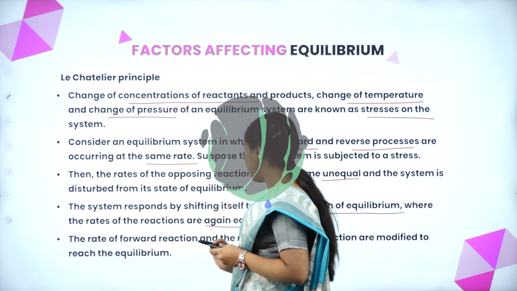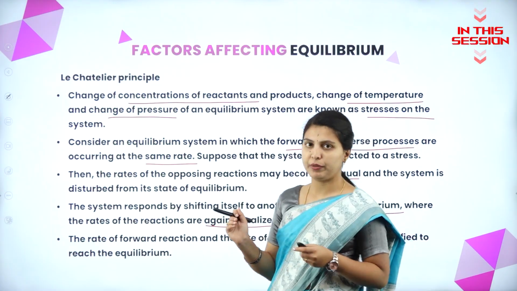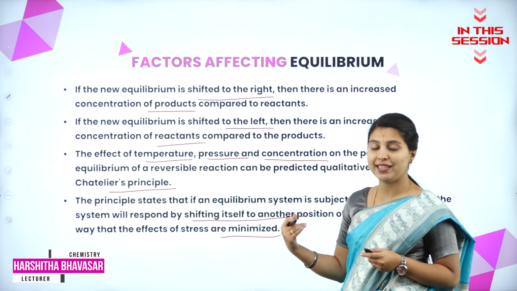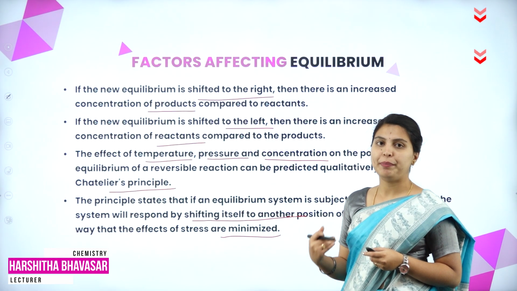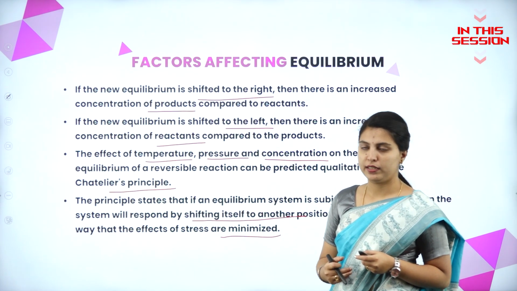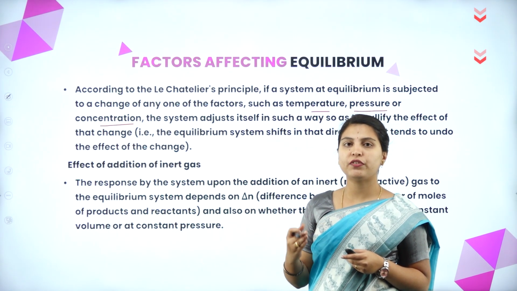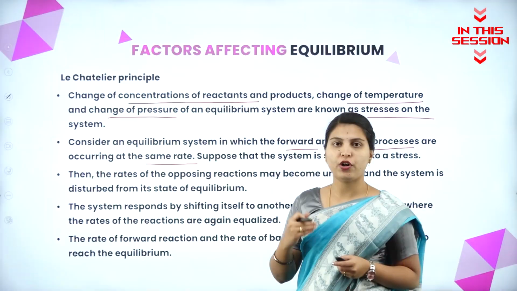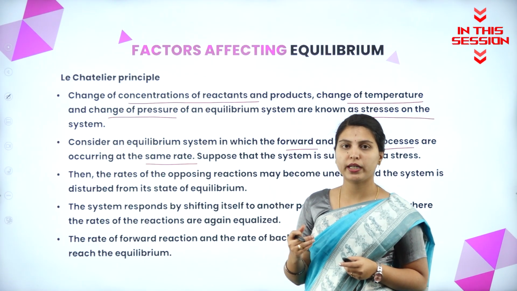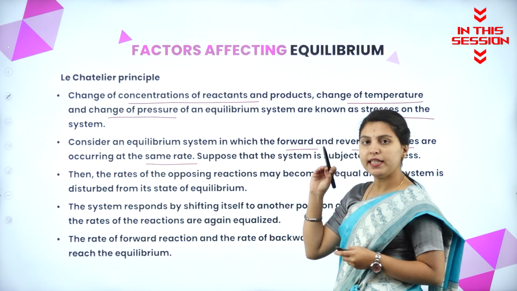The rate of forward reaction and the rate of backward reaction are modified to reach the equilibrium. The position of equilibrium will be changed to where the stress is minimized. So this is the principle of Le Chatelier. Wherever the stress is minimized, the direction of the reaction will move towards that side. The forward reaction and also the backward or reverse reaction are going to happen at the same time.